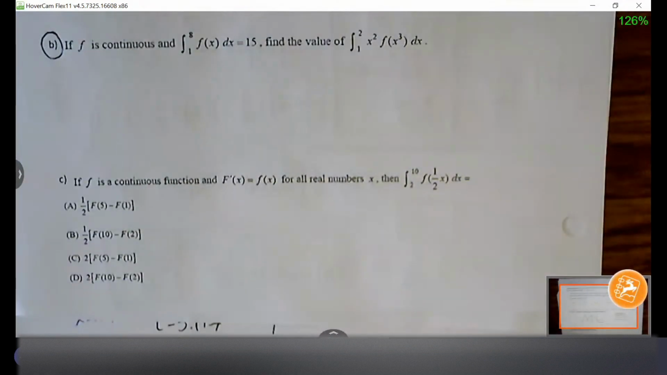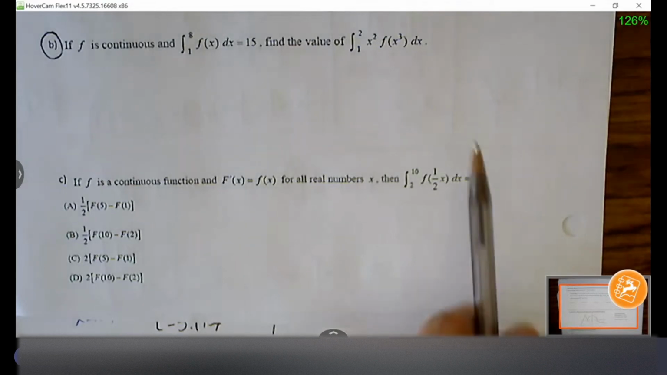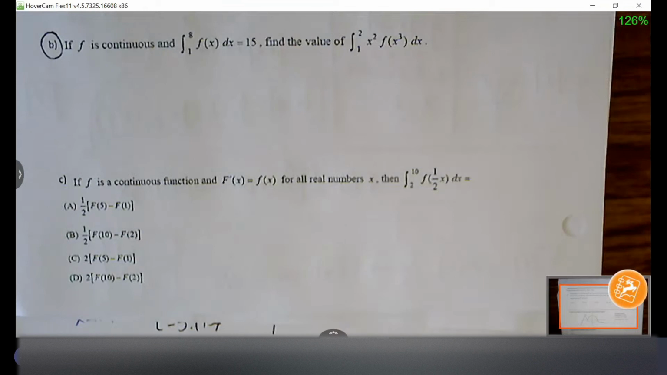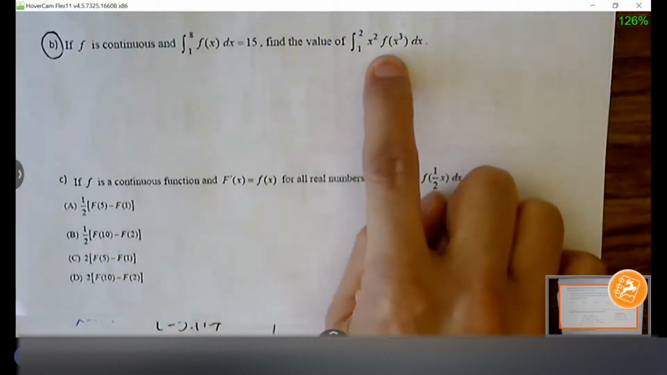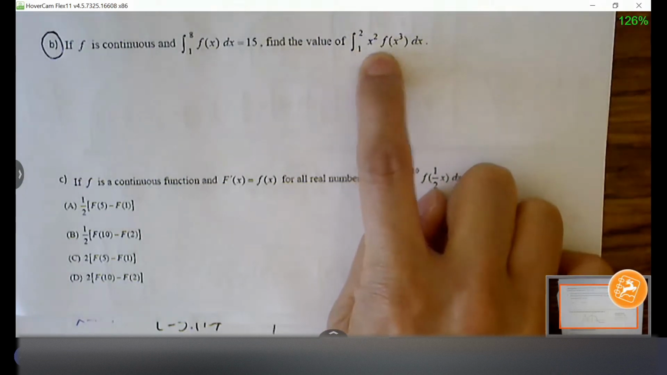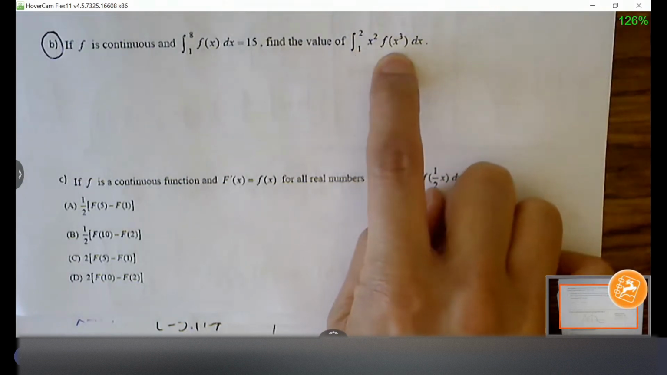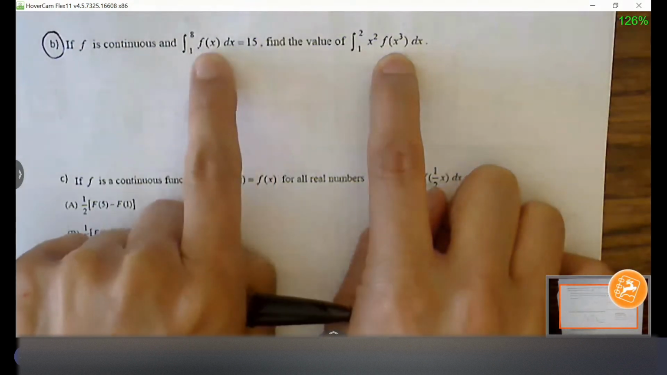It says if our function is continuous and the definite integral from 1 to 8 of f of x dx equals 15, find the value of the definite integral from 1 to 2 of x squared f of x cubed. Now we're looking at this and we're saying this is kind of strange, right? We usually don't do definite integrals when there's a mix of expression and function notation. But we are given this information.